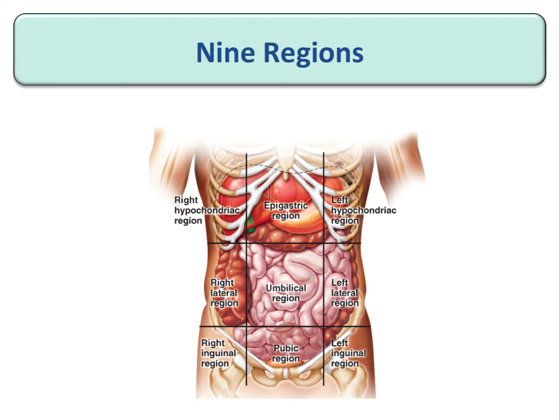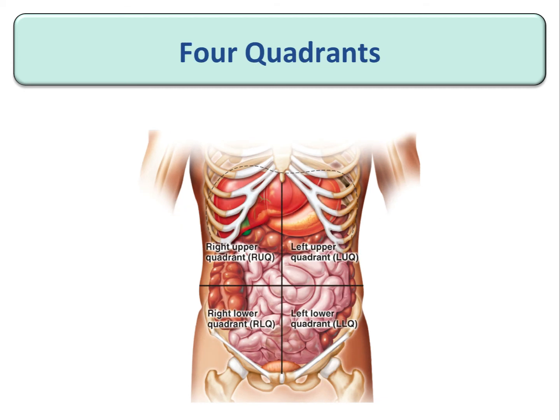The abdominal area can also be divided into 4 quadrants, quad meaning 4. So there are an upper and lower quadrant and a right and left of each of those. So we have the upper right quadrant, often referred to by the short form RUQ. The left upper quadrant, LUQ, right lower quadrant, RLQ, and finally left lower quadrant, LLQ.